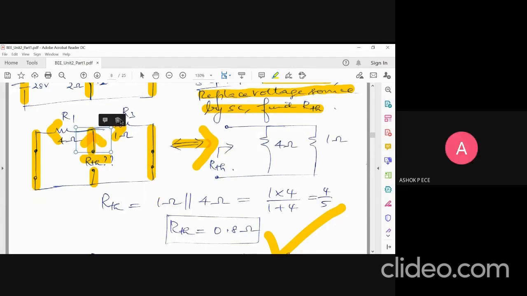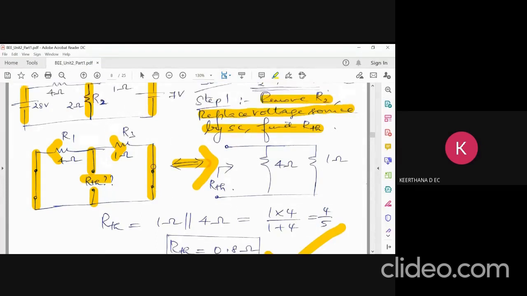Anybody ask me? Yes, sir. Since RTH is in the middle, that's why we redraw this circuit, sir. If it is in the rightmost side, we will consider R1 and R3 in series, no sir? Yes, correct. You assume this RTH is not there. RTH is somewhere here. You are measuring, then R1 and R3 will be in series. Yes, that is correct. No need for redrawing, sir. See, this redrawing is also for your understanding only. If you can directly see and write, that is far and good.